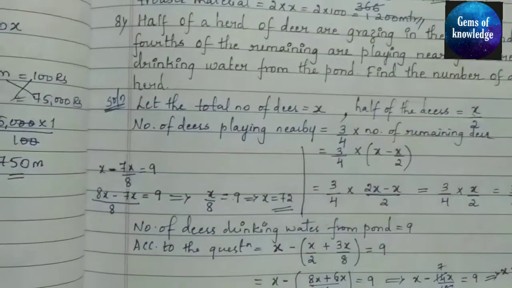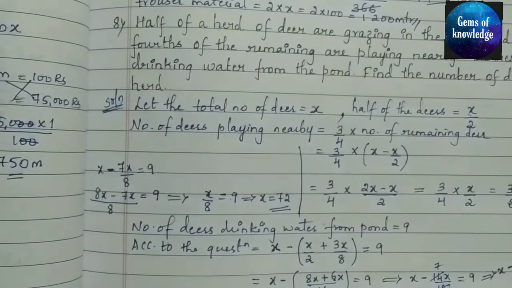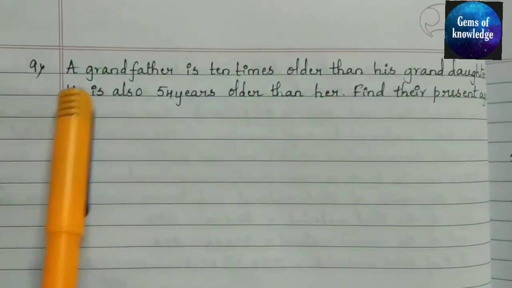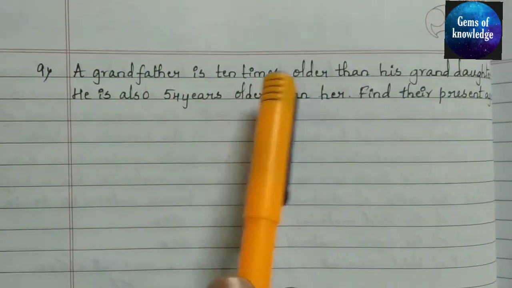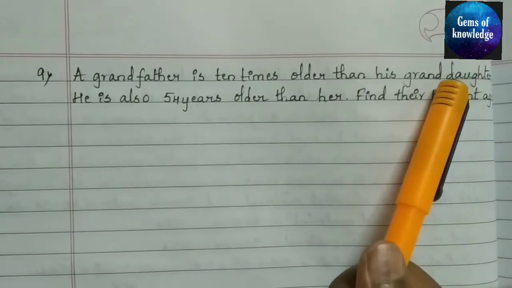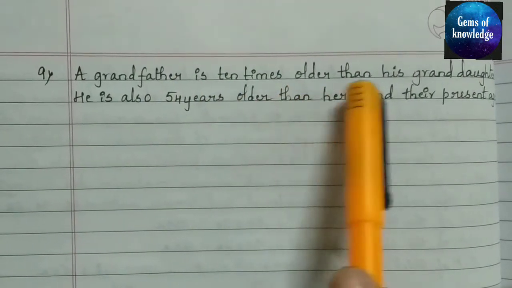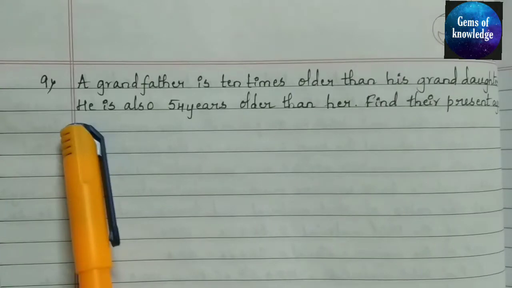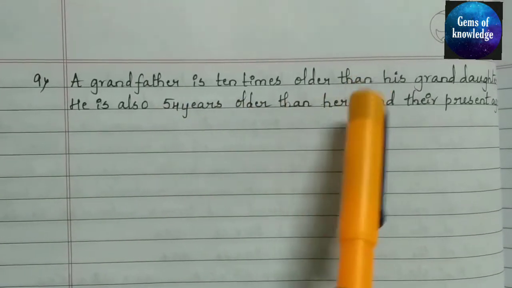So let us move to the next part now, that is the 9th question. Let us see the question. A grandfather is 10 times older than his granddaughter. He is also 54 years older than her.